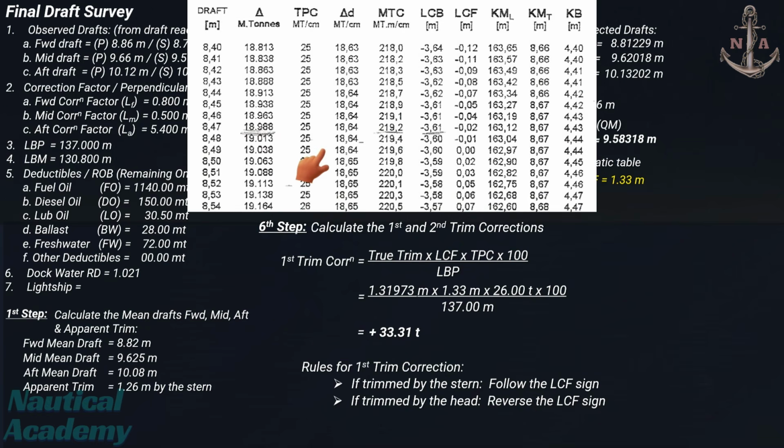Take note that in this kind of hydrostatic table, the LCF is measured from midships. If it is negative, it is forward of midships.